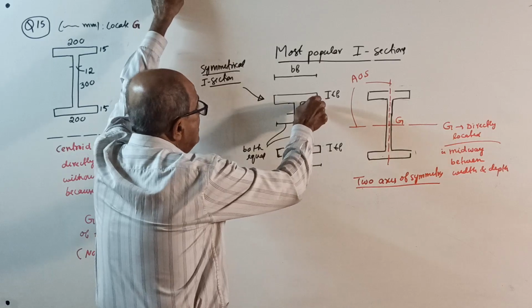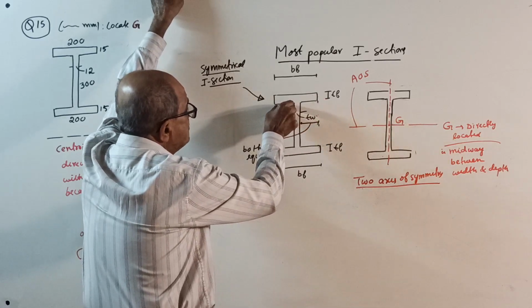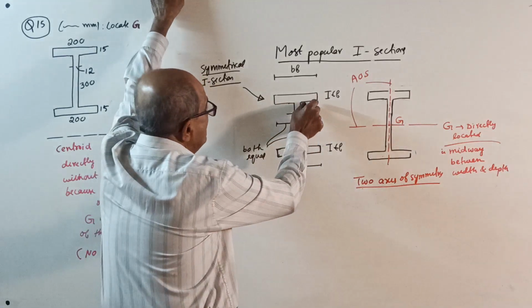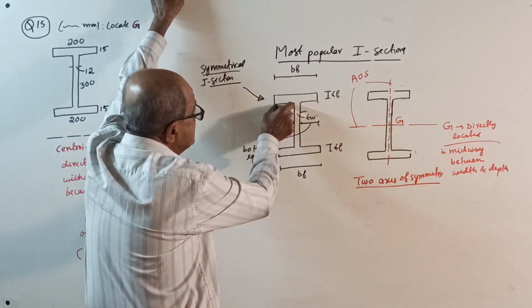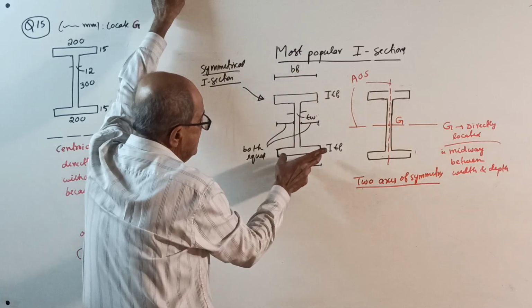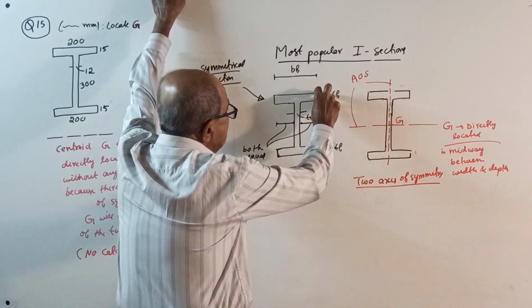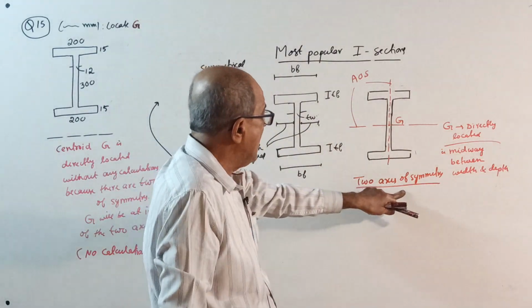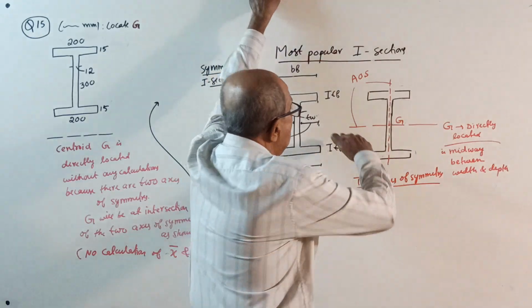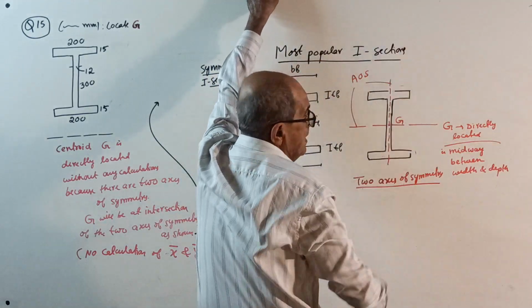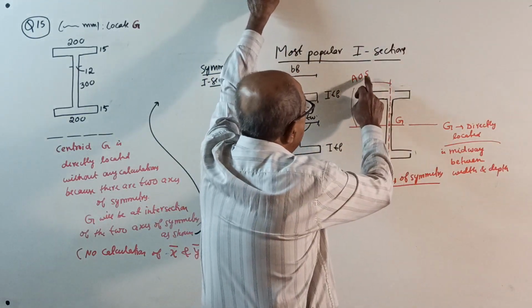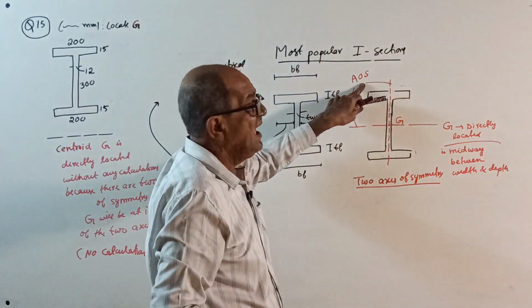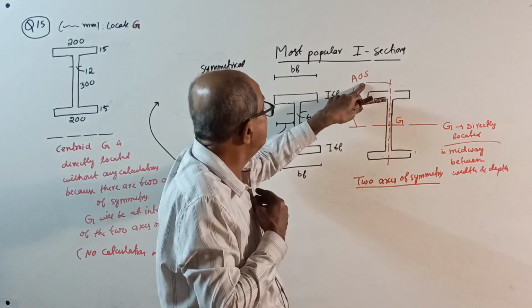And remember now, this projection equal to this projection. How much is this projection equal to this projection? And what is this width equal to this width? What is this thickness equal to this thickness? So, there are two axes of symmetry. How is it? One this way, one this way. See, AOS, don't write AOS, right? Axis, plural, axis of symmetry.